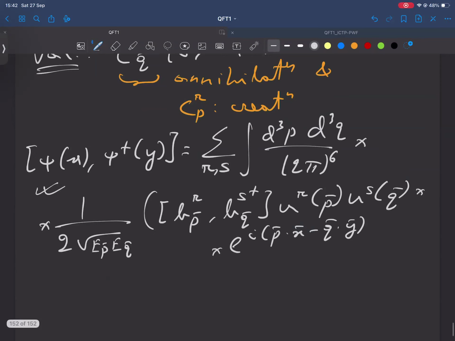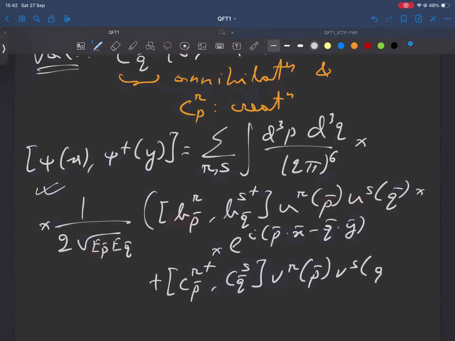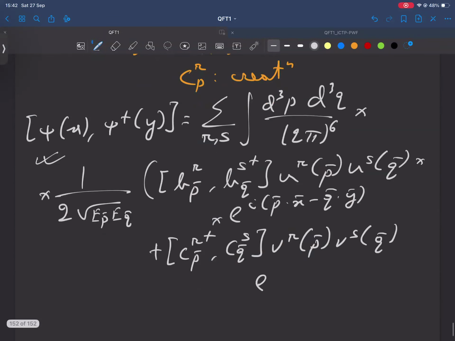Okay. And then the other part is for the commutators between the C's. So that boils down to VRP, VSQ, and now with the opposite sign for the exponential, P dot X minus Q dot Y.